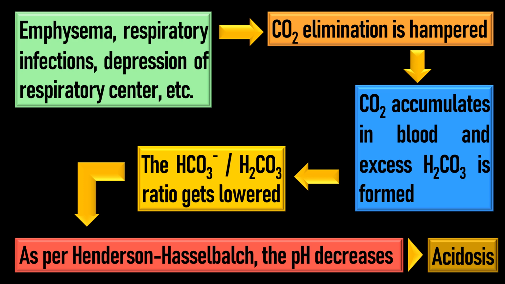If excretion of carbon dioxide through lungs is impaired, as in case of emphysema, respiratory infections, or depression of respiratory center, more carbon dioxide will accumulate in blood, resulting in formation of excess carbonic acid. This results in lowering of the bicarbonate-carbonic acid ratio, therefore, the pH decreases.